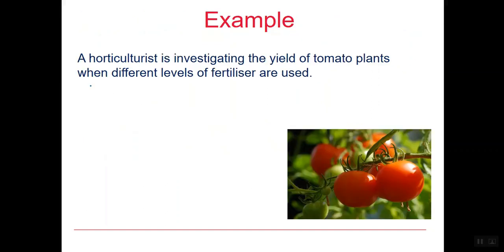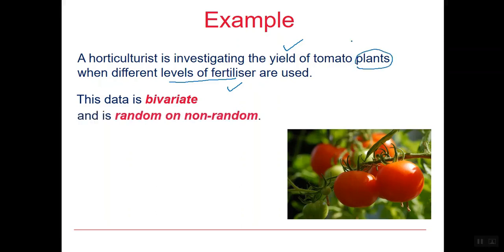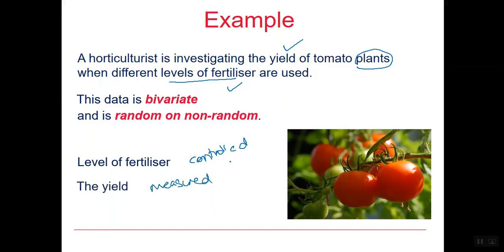For example, a horticulturalist is investigating the yield of tomato plants when different levels of fertilizer are used. This is bivariate data because we're looking at yield and we're looking at levels of fertilizer. So we have two variables and they're paired by individual plant. This is also random on non-random, and that's because the level of fertilizer is controlled and the yield is something that is measured.